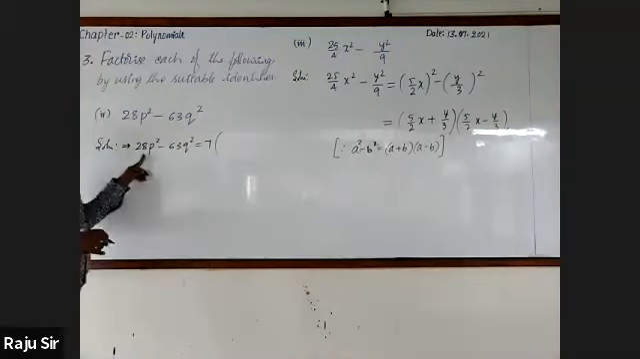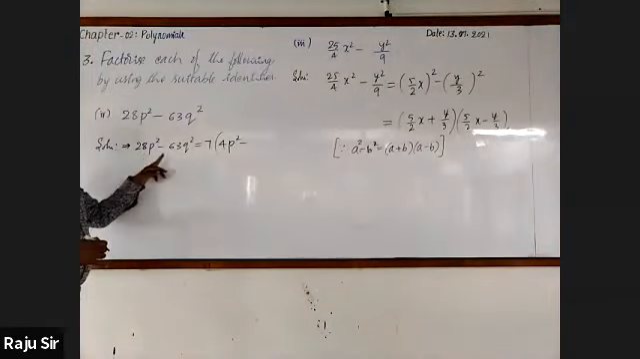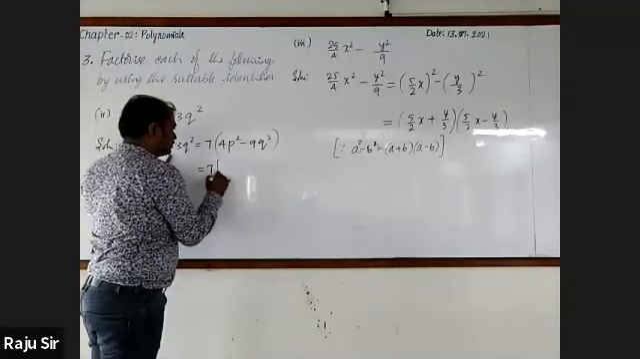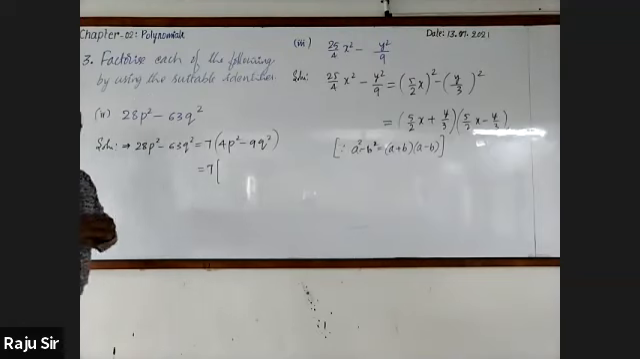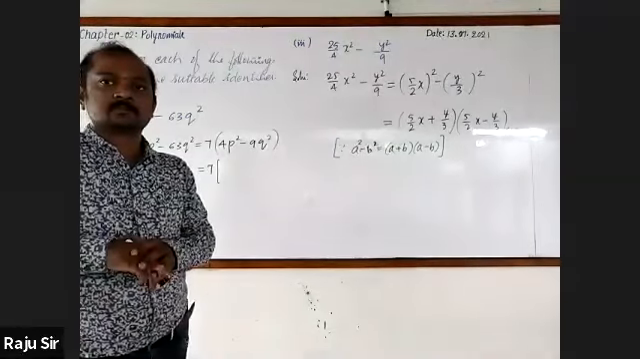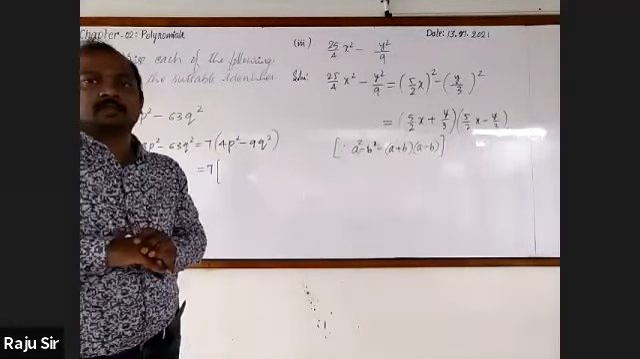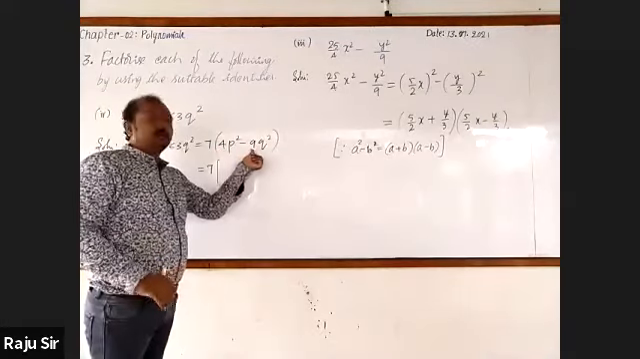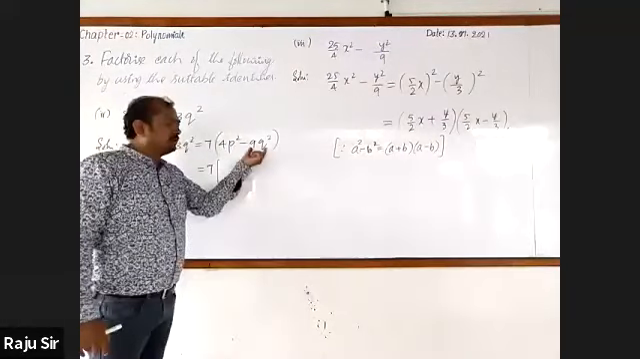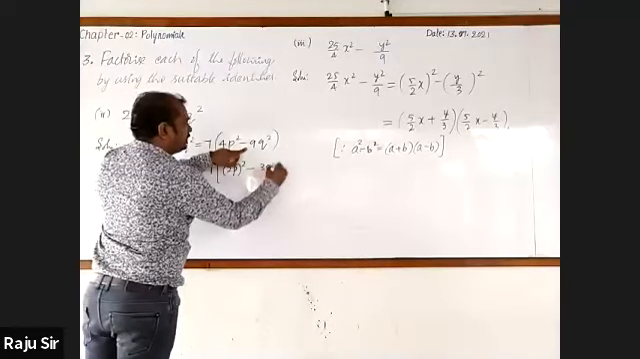Arushi is telling that 7 is common factor. Arushi, continue. 7 into 4p square, 4p square minus 9q square. Very good. Then further, 2p whole square. 9q square can be written as 3q whole square. Here I'll write. Just look here. 2p whole square minus 3q whole square.